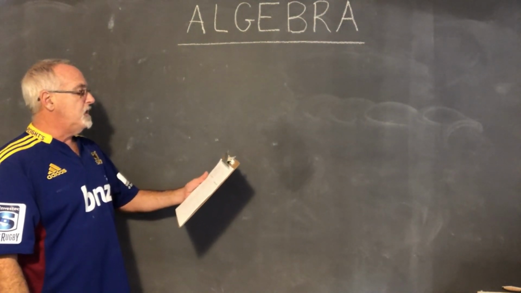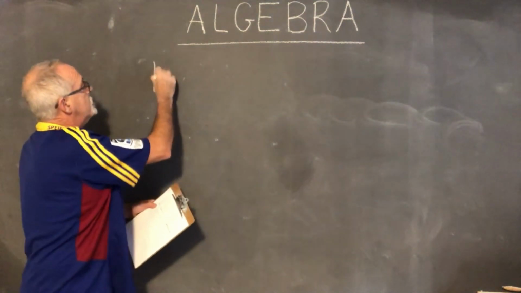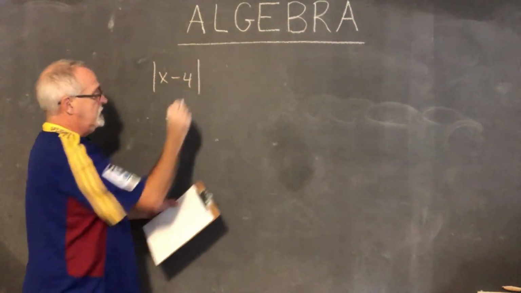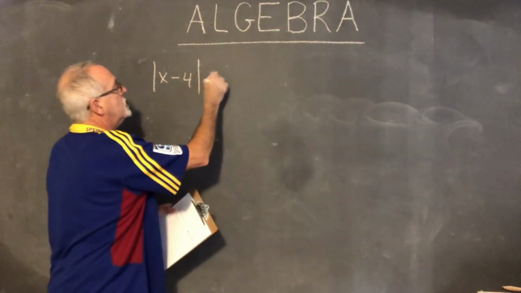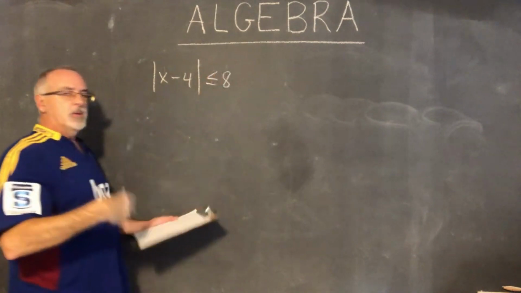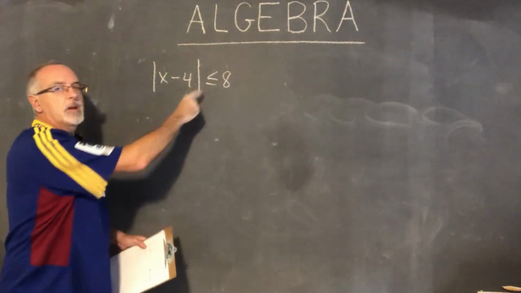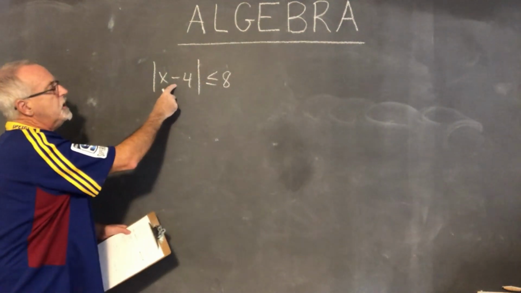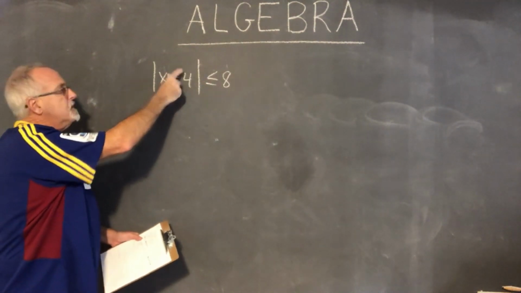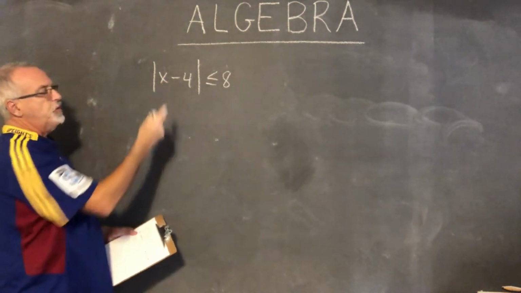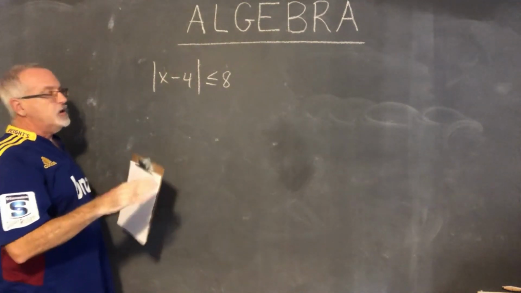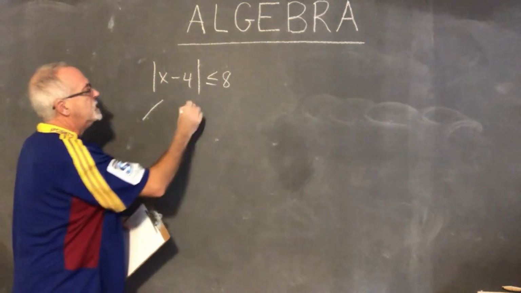How about absolute value of x minus 4 less than or equal to 8? So I keep juggling whether it's less than or greater than, and whether it's or equal to or not. And I'm juggling what's in here. I added something inside with my x the last time. Now I'm subtracting something inside. I make little changes, but I'm not making big changes.